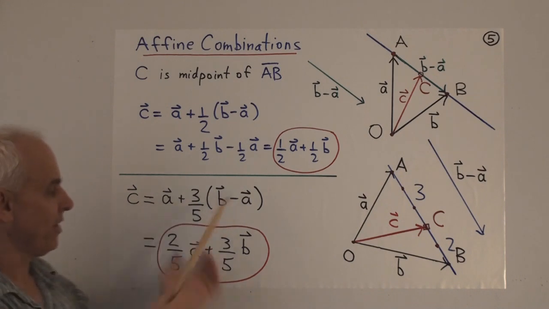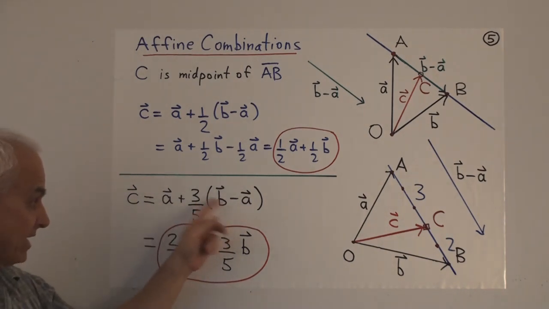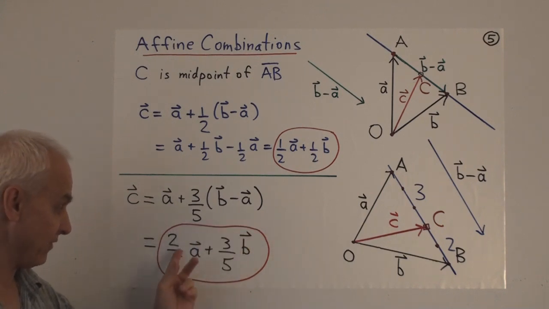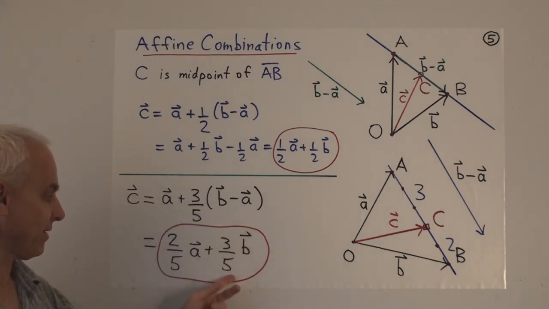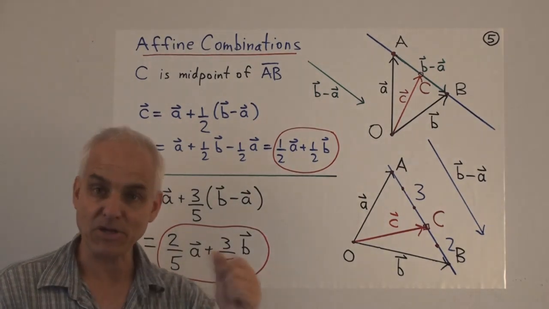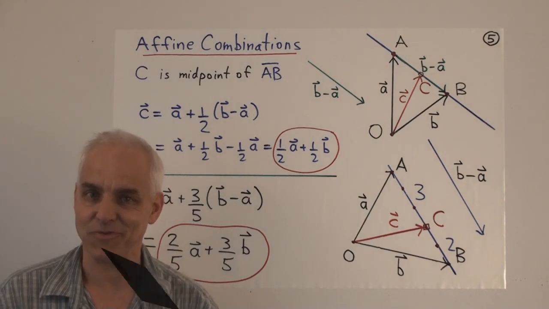And then when we use our laws for vector arithmetic on that, the A and the minus 3/5 of A combine to give 2/5 of A. And we have 3/5 of B. Now both of these are special cases of a more general formula, and we need to understand that general formula.